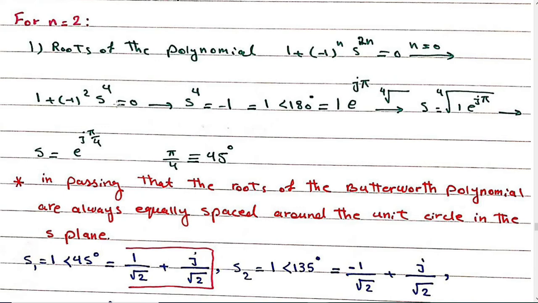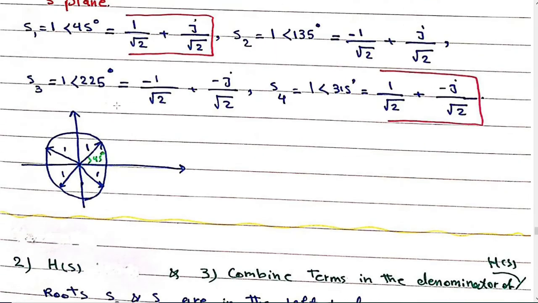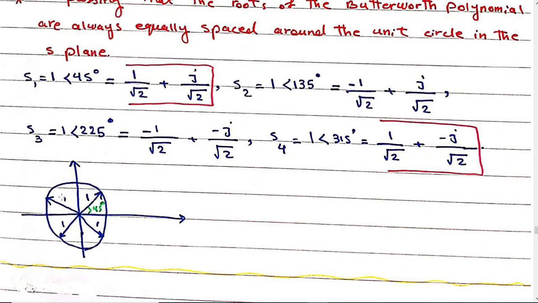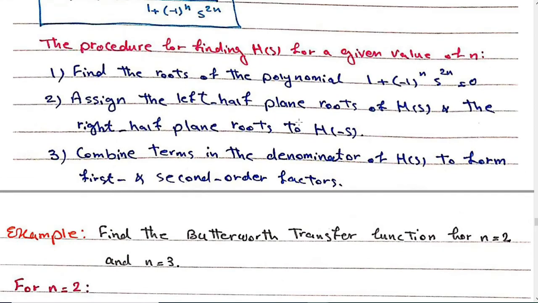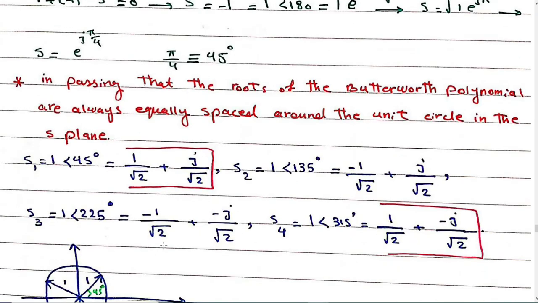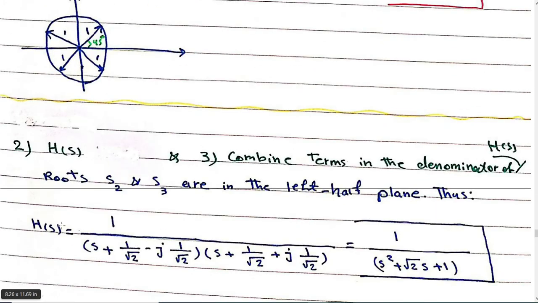Everybody? Tyler? Okay. Now after that you have these 2 roots on the left side, S2 and S3. So assign the left half plane roots to H of s. We assign S2 and S3 to H of s, so we have the transfer function. That is the transfer function. Okay?